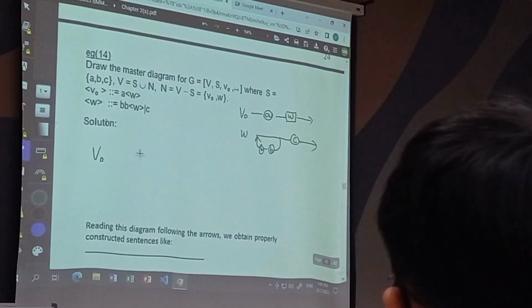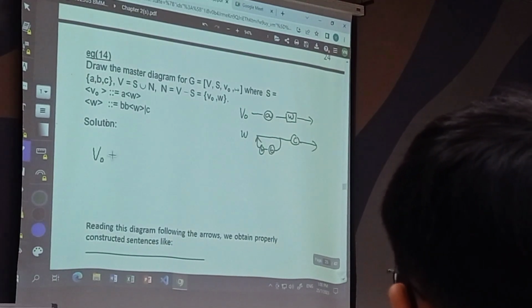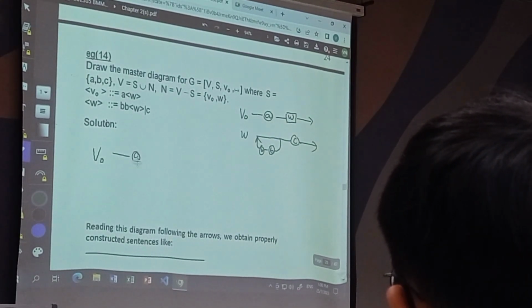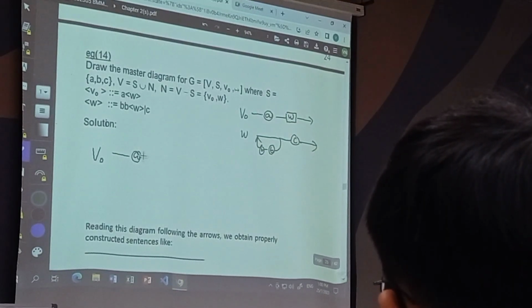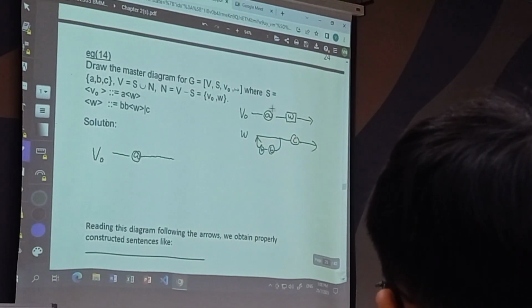So the starting point is V0. I will start from the V0, then I will go to A. But remember, in the master diagram, we cannot draw the non-terminal. So I will not draw the W after the A, but what I will draw is, what should I draw?